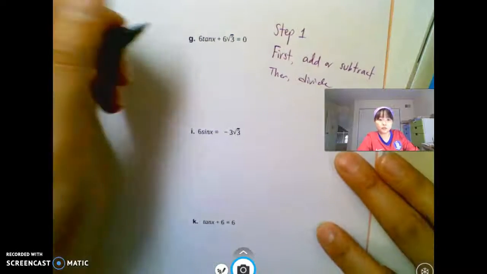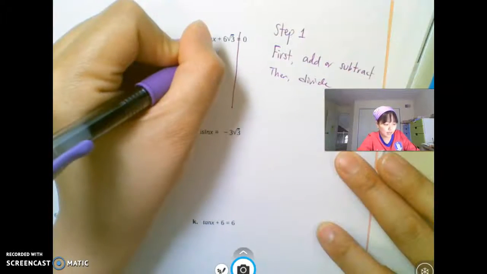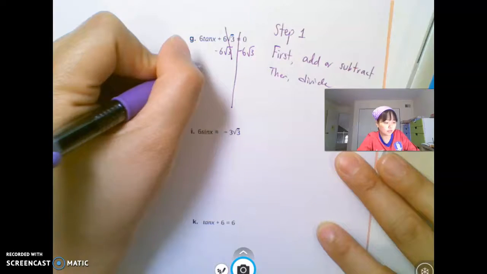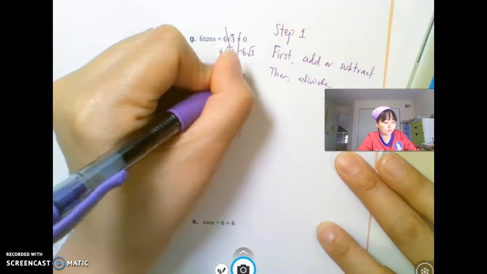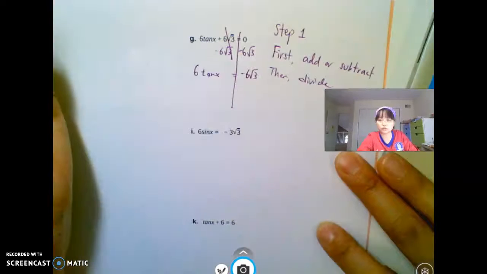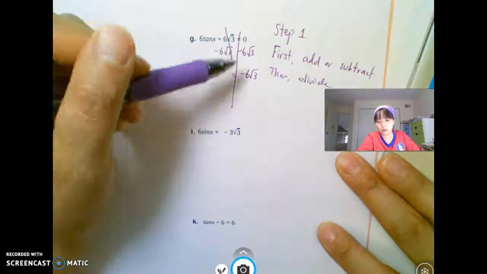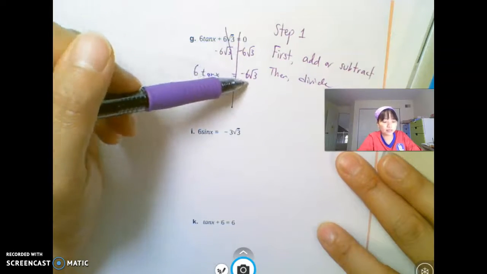So look at G. Is there something that we can add or subtract? Yes, that negative 6 root 3. Now here's the thing, guys, we don't need to grab a calculator for any of these. We're not putting 0 minus 6 root 3 in the calculator. 0 doesn't even count. It's going to be negative 6 root 3.